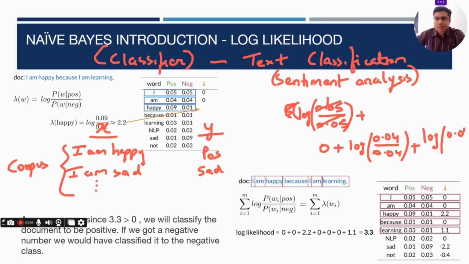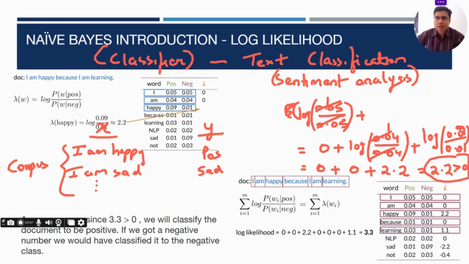That is why it is 0.09 versus 0.01. The chance that happy occurs in a negative sentence is very low. Now when I add this, I get 0 plus 0, because log of 1 will be 0. But here we have a higher numerator and lower denominator. That means this log is going to be greater than 1. So you can see that when I sum the logs, I get a value 2.2, which is greater than 0.